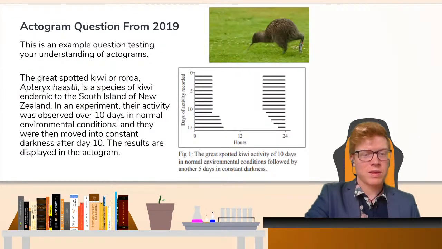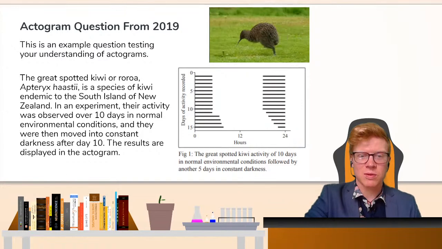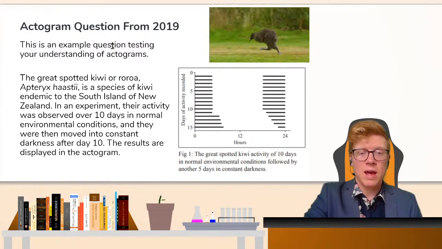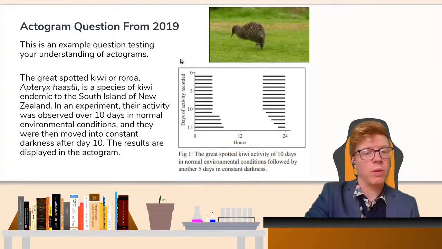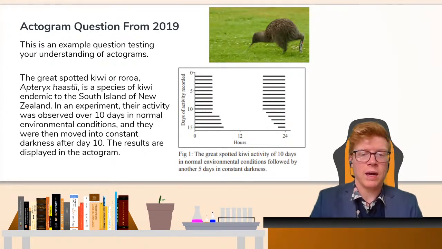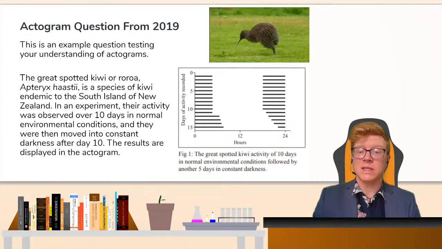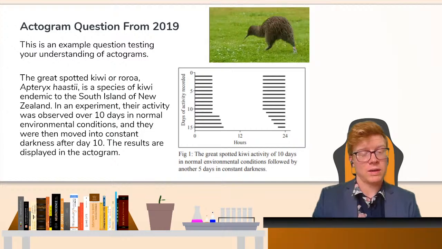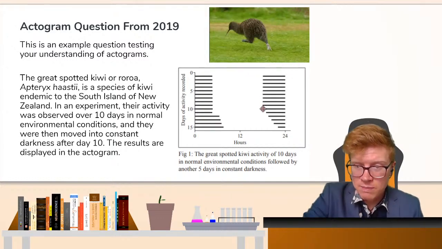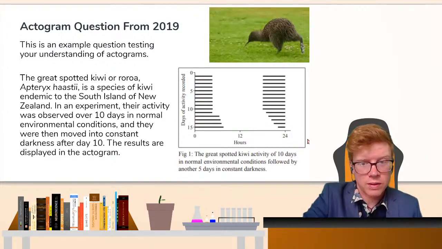So this is the same question that is in Miss McNair's slides. So if you've had a look at these already, hopefully you'll be familiar with this. This is actually the question from the 2019 exam, and it was testing the understanding of acronyms and being able to interpret what those mean and explain those in clear words. So the great spotted kiwi, or roroa, is a species of kiwi endemic to the South Island of New Zealand. In an experiment, their activity was observed for 10 days in normal environmental conditions, and then they were moved into constant darkness after day 10. The results are displayed in the actogram here. And you can see that here, 10 days worth of activity, and then you see this phase shift. Interesting. That's starting to tell us something.